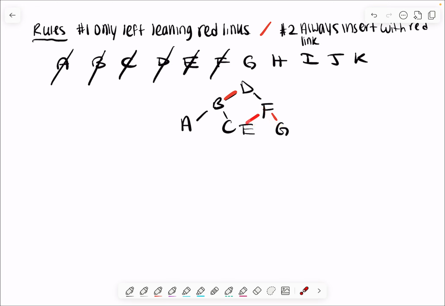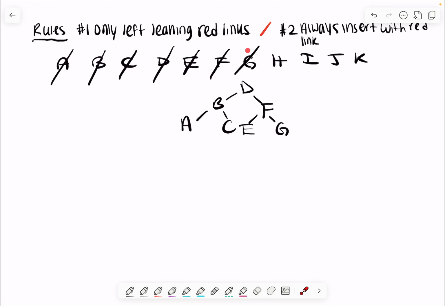We have a triangle where both sides are red, so we can recolor by shifting the red up to the link above it. So these become black, and then the red shifts up to the link above it. But this is still a problem because we can't have right-leaning red links. But notice, triangle. Both sides are red, so I can just recolor by shifting the red up to the link above it, but there is no link above it, so there's nothing to make red. So these just change to black and we're good.